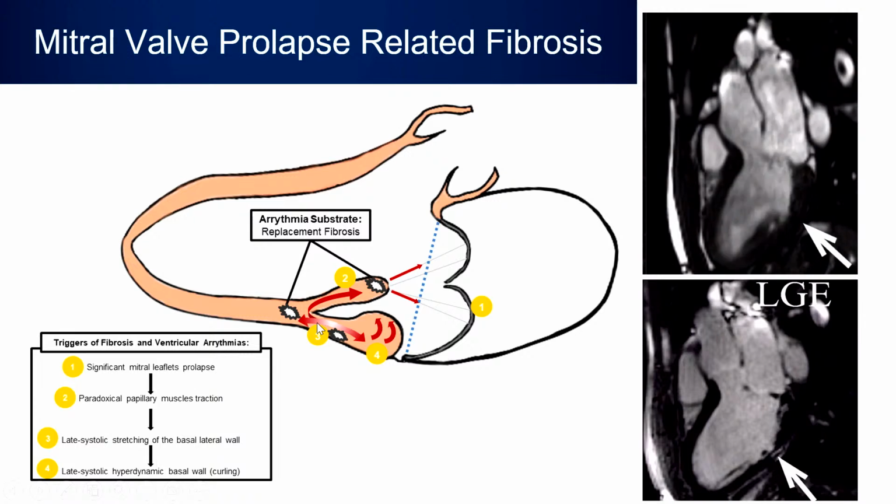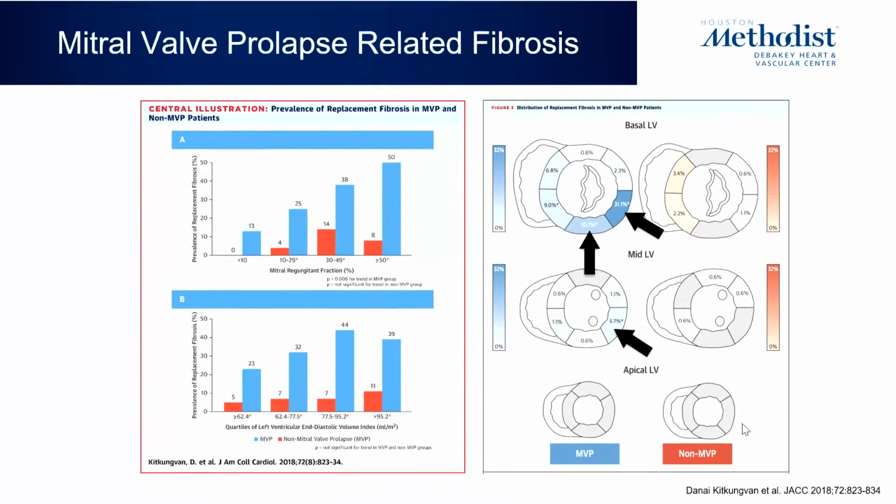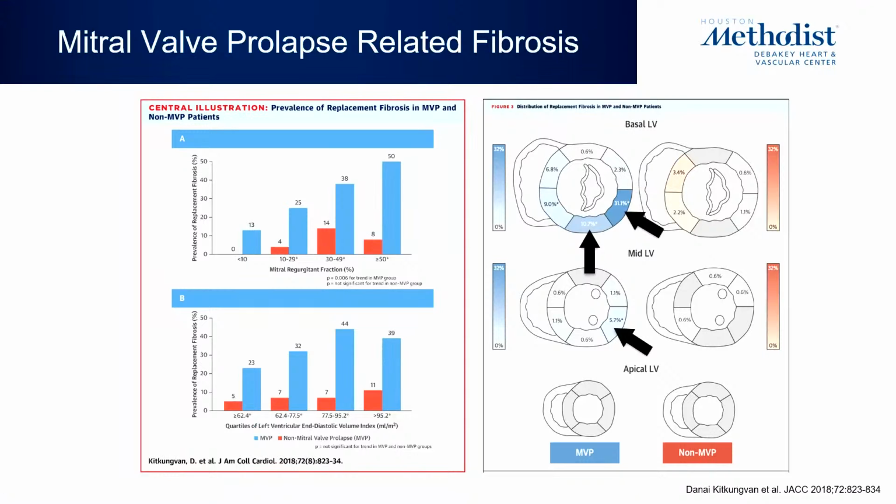And we know there is scar formation that we can detect in MRI, and that has been studied from this institution, showing it tracks the significance of the mitral regurgitation. And we know from other studies that it is associated with arrhythmias, whether it's PVCs or VTAC, VFib.